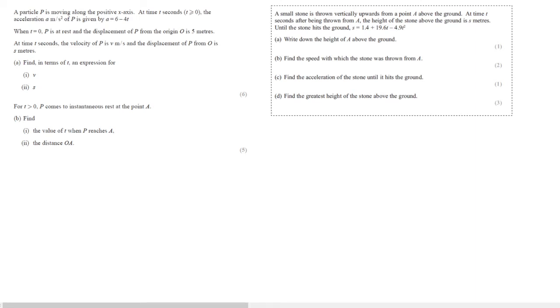Hello everyone. Today we've got a couple of further pure past paper questions. I'm not actually sure which paper these are from because they were sent to me by a viewer.